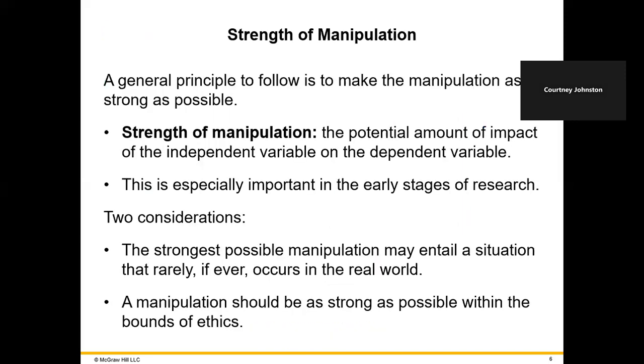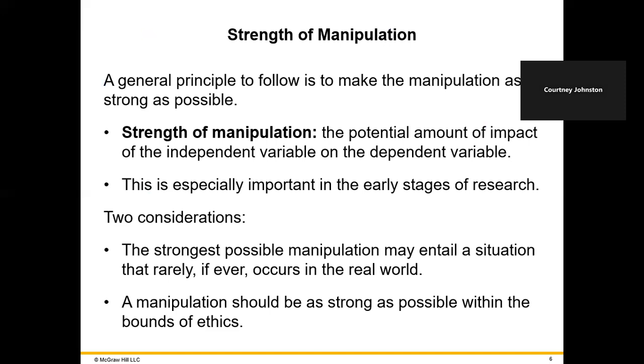Now, the strength of the manipulation: a general principle to follow is to make the manipulation as strong as possible in order to get the fullest effect. And this is the potential amount of impact of the independent variable on the dependent variable. It's important in the early stages of research, and there's a couple of considerations. The strongest possible manipulation could entail a situation that rarely, if ever, occurs in the real world.